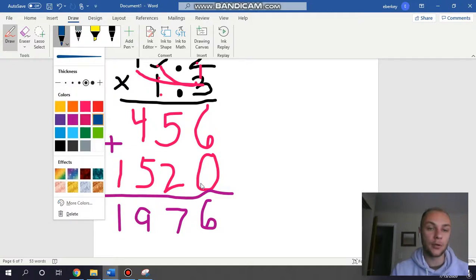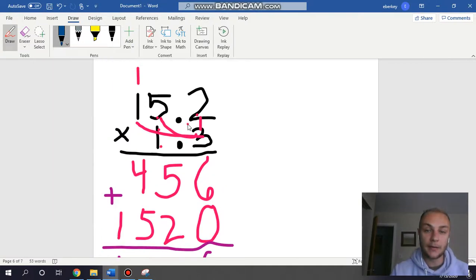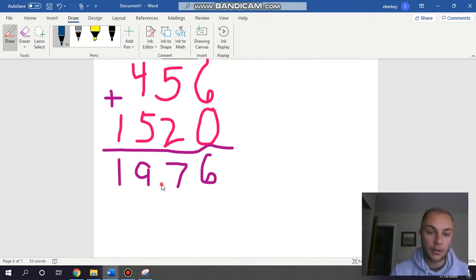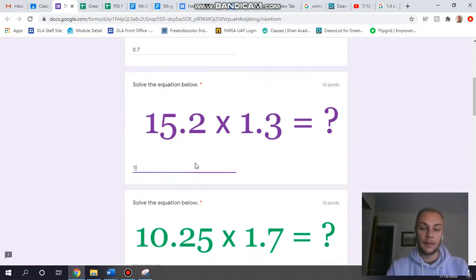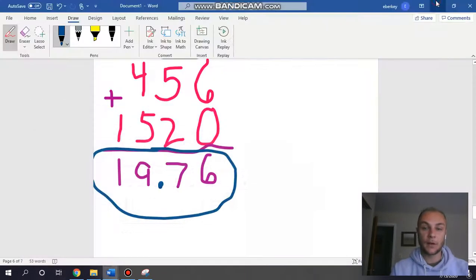Alrighty, here we go, dark blue. So we need to come up here and count our decimals. 1 decimal, 2 decimal. 1, 2. My answer is 19.76, or 19 and 76 hundredths. 19.76. Next one.